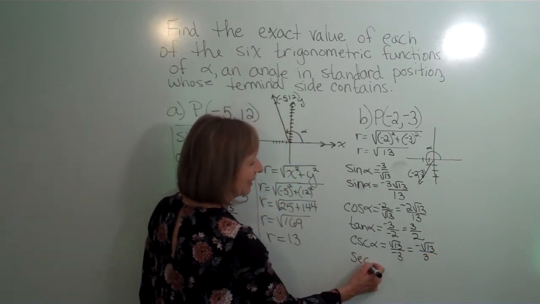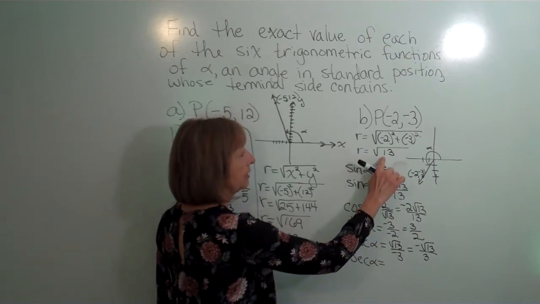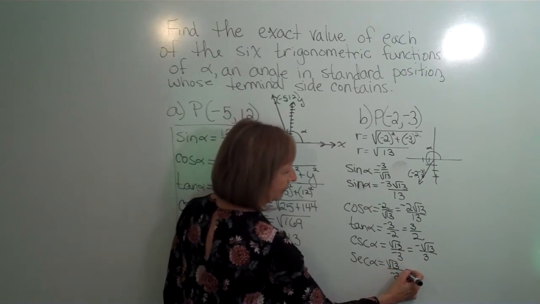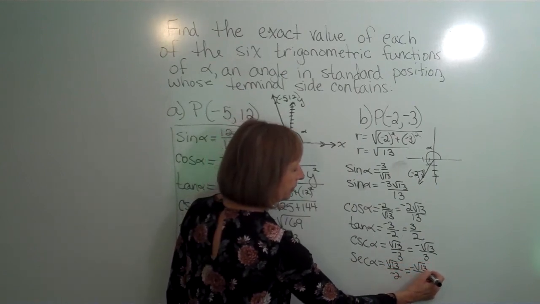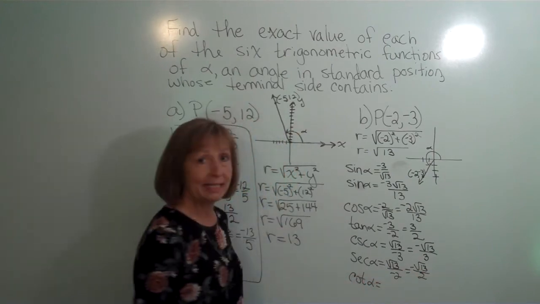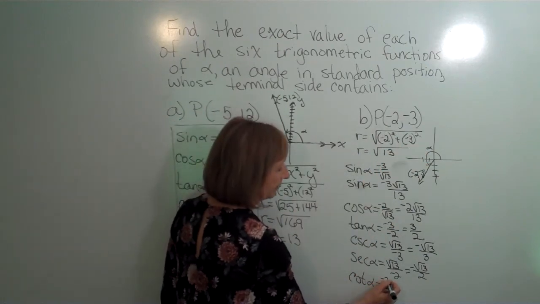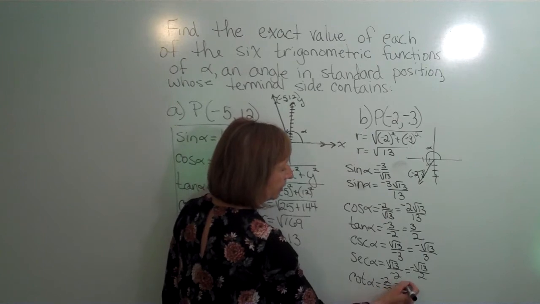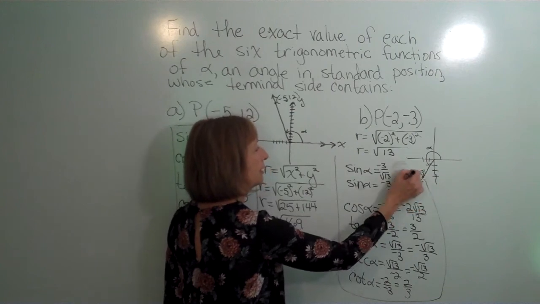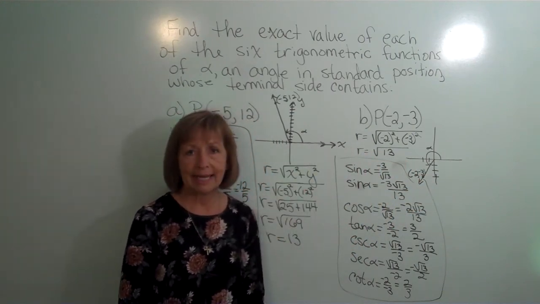The secant of alpha is r over x, so square root of 13 over -2. So negative the square root of 13 over 2. And then the cotangent of alpha is x over y. So -2 over -3, or 2/3. So there you have the 6 trig ratios of alpha for that particular example.